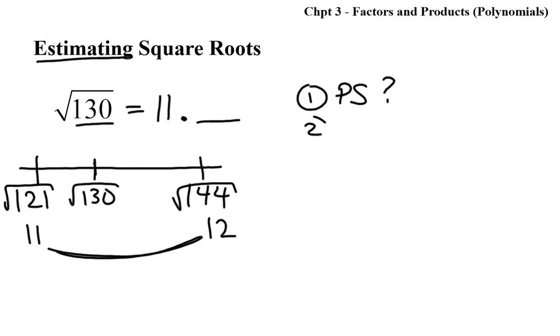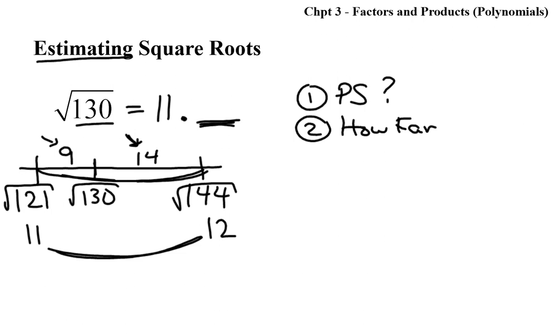Second thing, how far apart? So these two numbers that we come up with here, we can see we're 9 away, here we can see we're 14 away. These two numbers aren't our estimates, but they just help us get an idea how far apart they are. And again, we are closer because we're 9 away as opposed to 14, so we know we're closer to 11, so our estimate's going to have to be a 1, 2, 3, or 4.